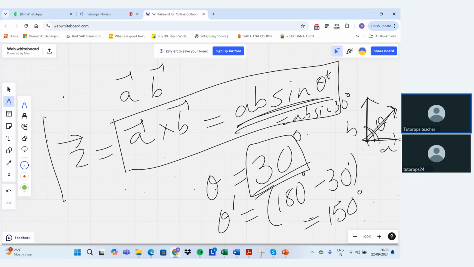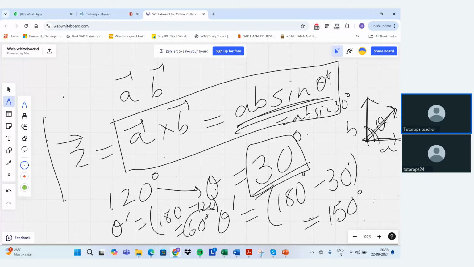Now, if this theta is 120 degree, then what will happen? My theta sharp will be 180 degree minus 120, so it comes 60. So now we will take this 60. Earlier we were taking this theta, now we are taking theta sharp, because always we have to remember that we take the smaller angle formed between the two vectors.